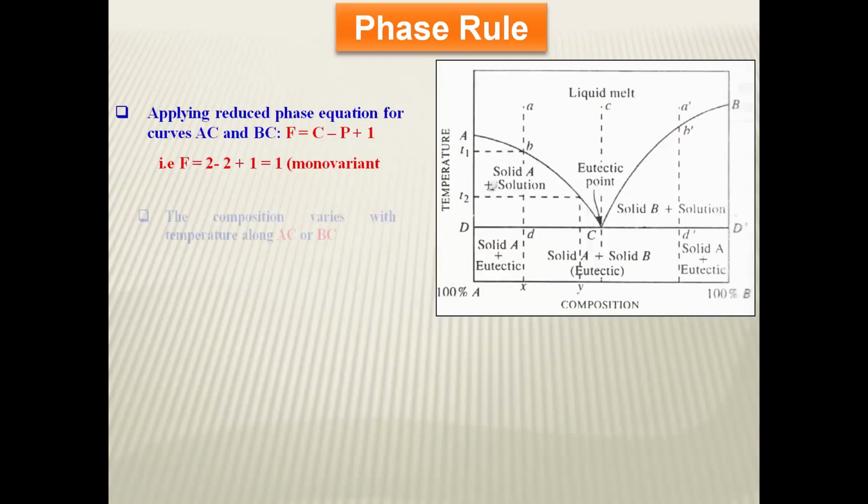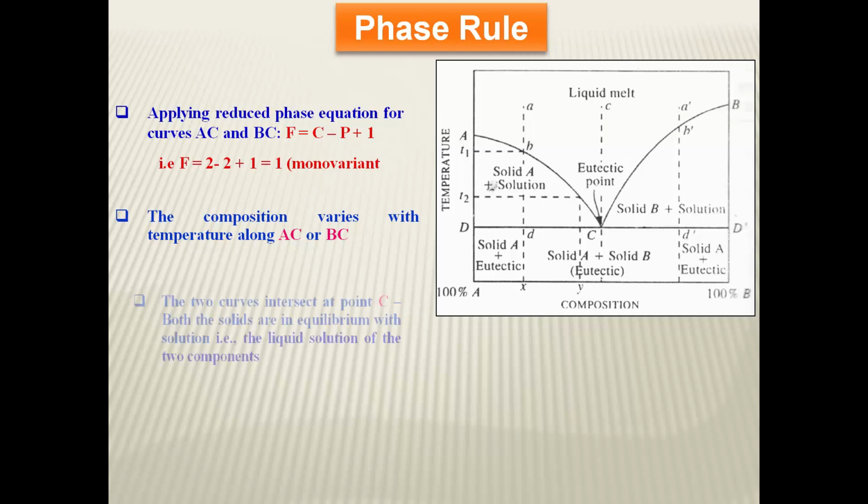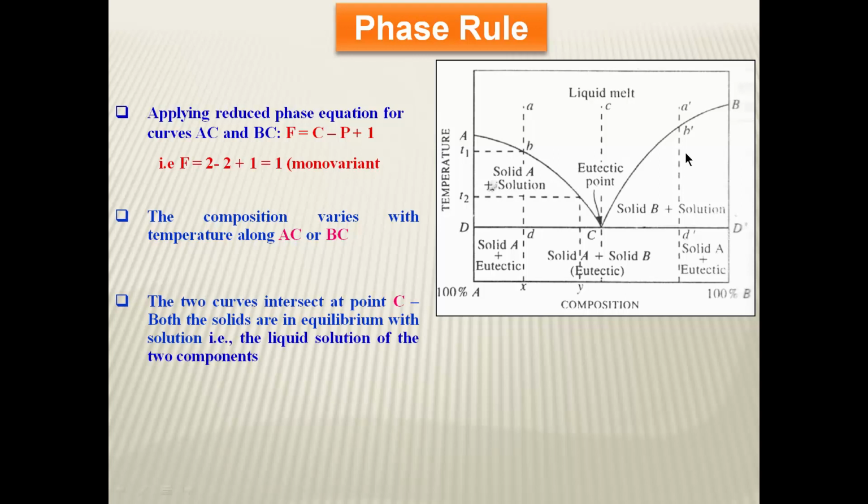Applying the reduced phase rule now, what do you get? The degrees of freedom come out to be 1, that is the system is monovariant. The composition varies with temperature along AC and BC, as I already explained, taking the examples corresponding to T1 composition X, then T2 composition Y.